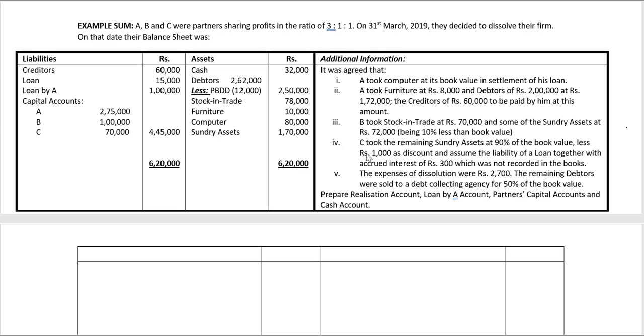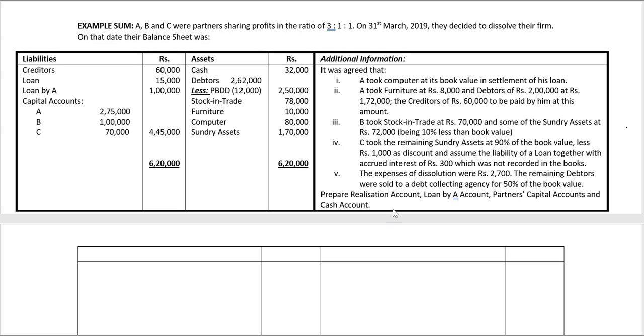Fourth point, C took the remaining sundry assets at 90% of the book value less rupees 1,000 as discount and assumed the liability of a loan together with accrued interest of rupees 300, which was not recorded in the books. Last point, the expenses of dissolution were rupees 2,700. The remaining debtors were sold to a debt collection agency for 50% of the book value.